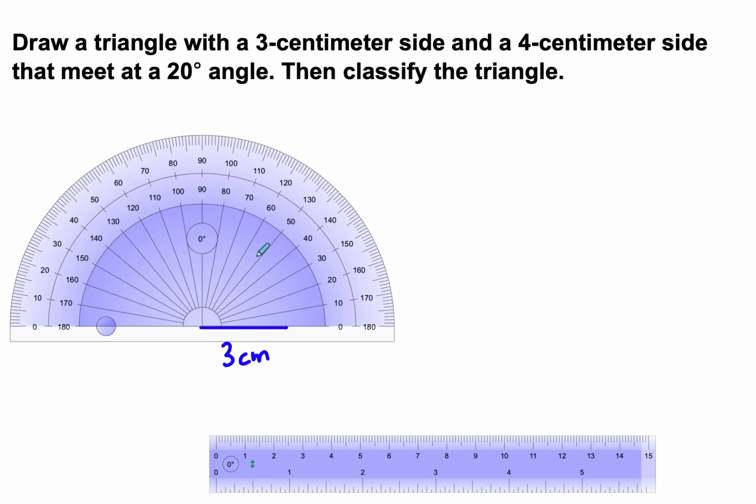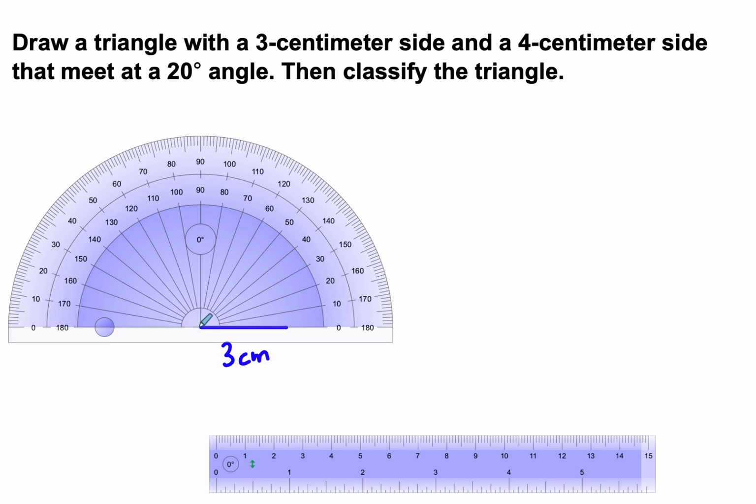So I'm going to go ahead, like in my last one, line up the end of my side and line up my center point. So my line is lining up with my line. My center point is lining up with the left-hand side of this. 4 centimeter side meets at a 20-degree angle. So I need to find 20 degrees. Here it is. I need to make a mark.